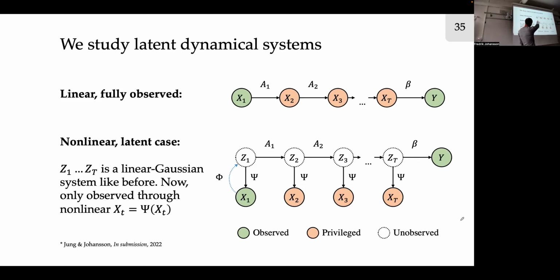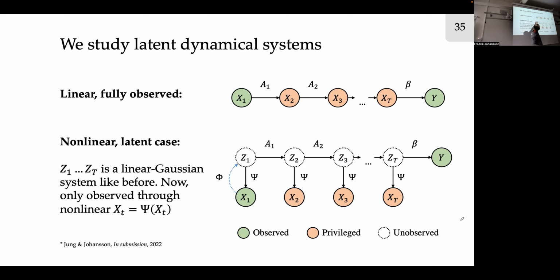Up there you see the old case, this is the linear case, everything is observed, X1, X2, and so on. All of those are observed at training time. But for our nonlinear generalization, we looked at a latent system where there are some variables Z1 through ZT. Those are unobserved to us, but they behave as a system we knew from before. Yeah, the state space model? Yes. So they're continuous states, but it's a linear state space model, let's say. And we don't know them.